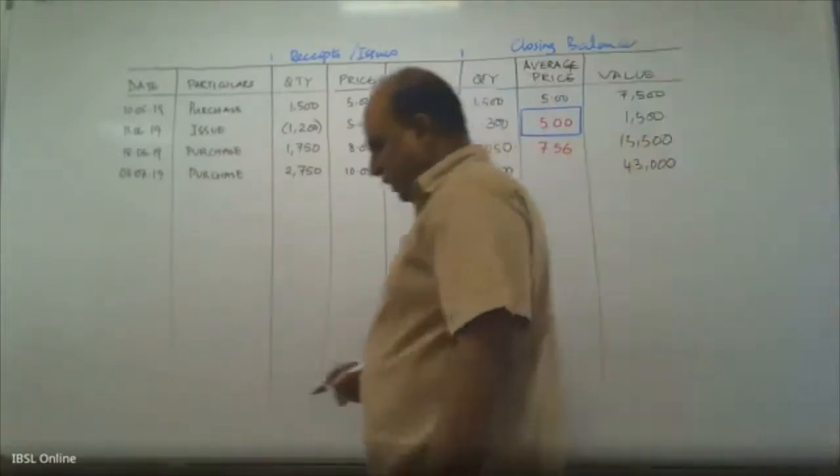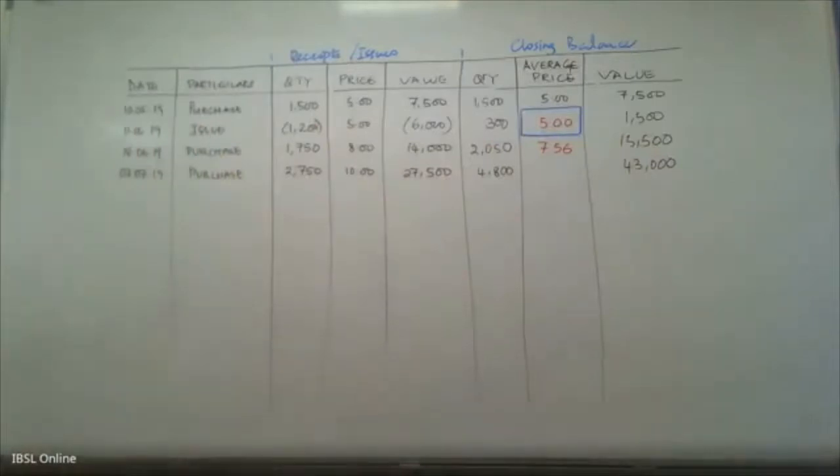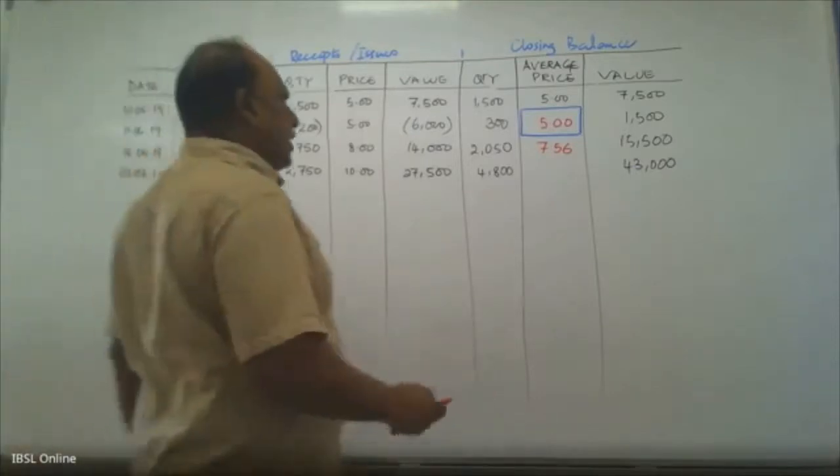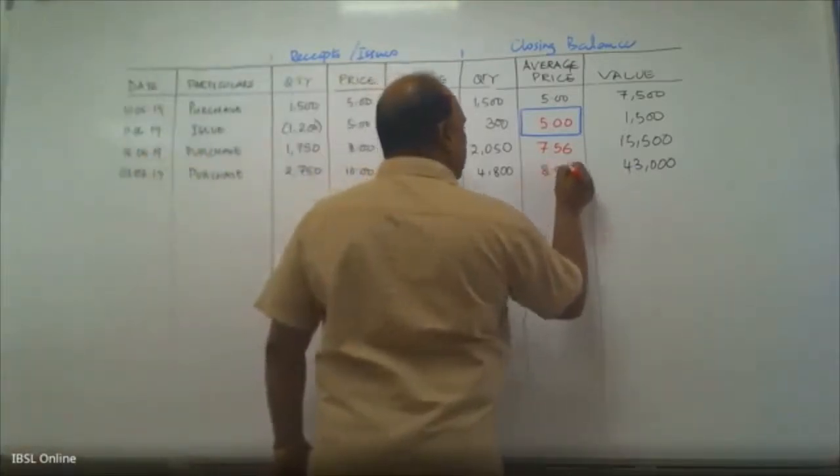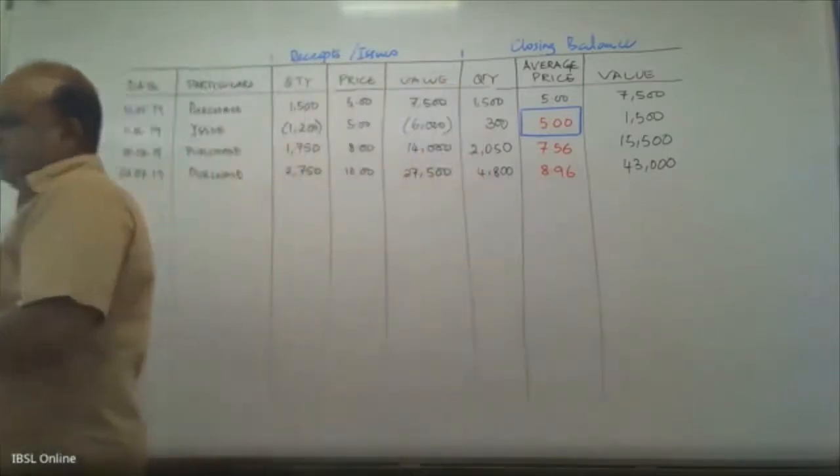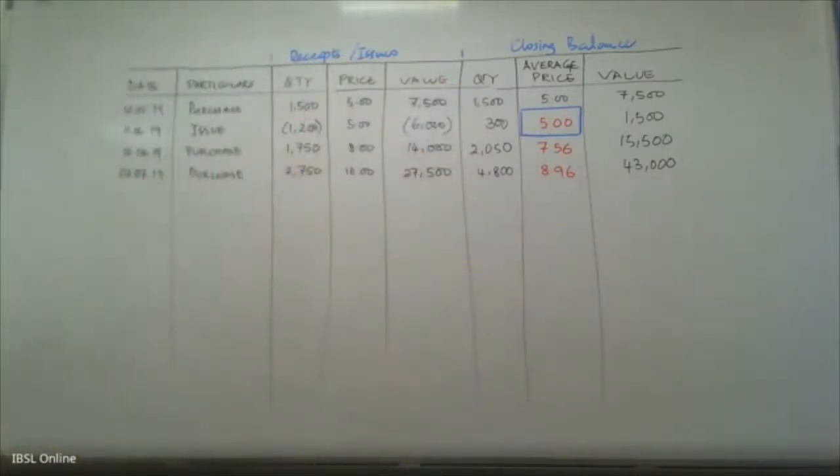If the values are not correct, please let me know. So now the value is 43,000 and the total number of units is 4,800. So now it is up to you to calculate the average price. I think you should get somewhere around, rounding it off to 2 decimals, 8.96. Hope that is correct.